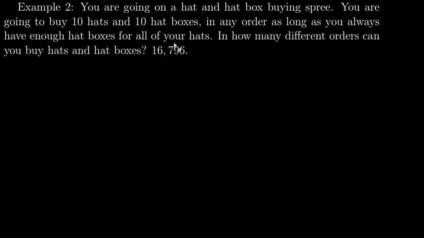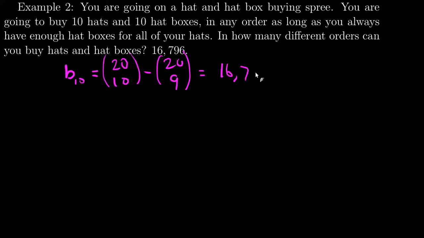And so when I go through this for the Catalan numbers, I will always need to have at least as many boxes as I have hats. And that means that this can be calculated by B10, which is going to be 2n choose n, minus 2n choose n minus 1. And working this out, I'll get the 16,796.